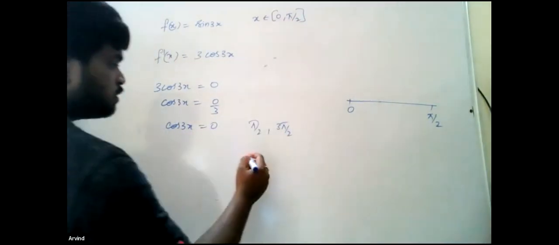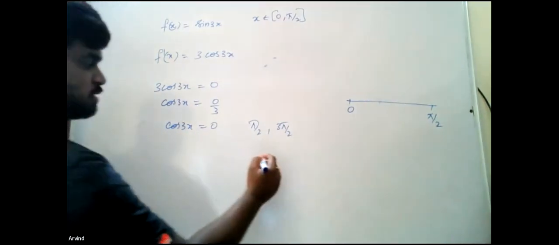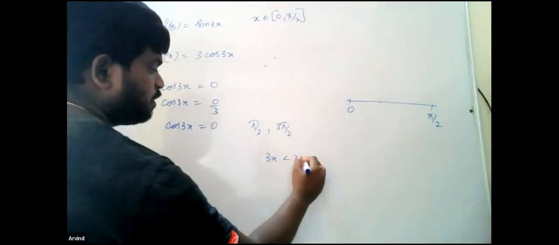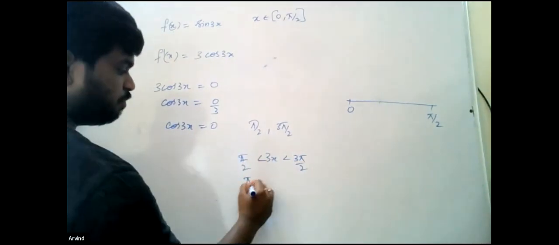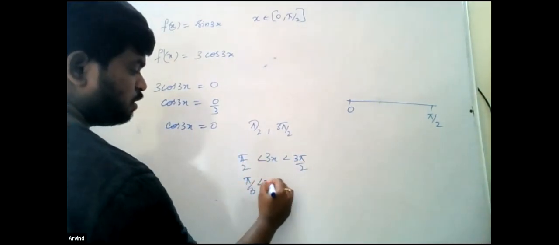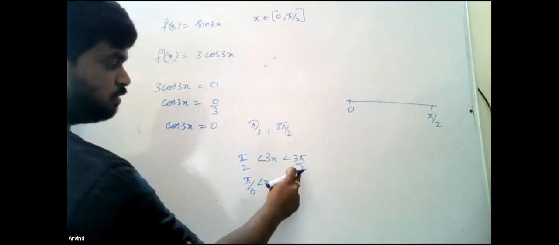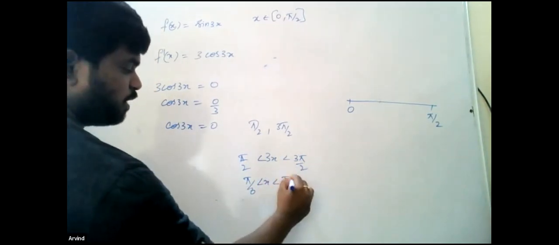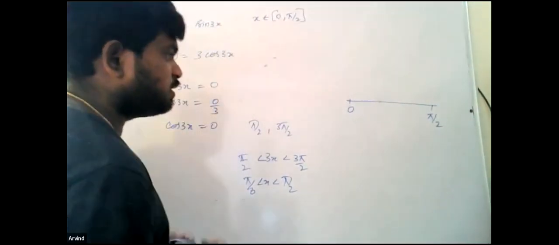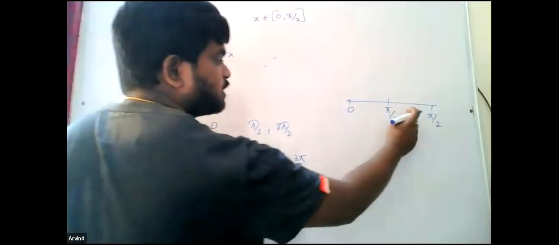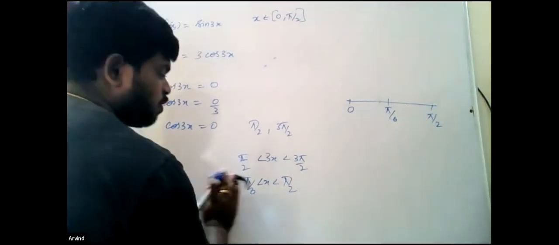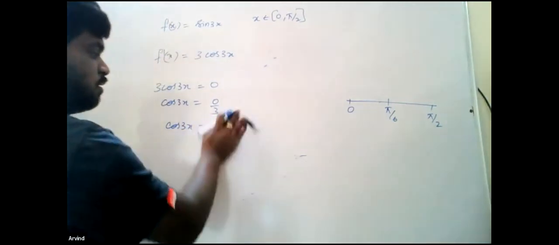Okay, so therefore 3x should be between 3 pi by 2 and pi by 2. Therefore x ಏನಾಗುತ್ತೆ? pi by 6 to, here if you get it 3 gets cancelled, pi by 2. Okay, so as you can see, you can divide it as 0 to pi by 6, pi by 6 to pi by 2. Okay, ಆ ತರ ಡಿವೈಡ್ ಮಾಡ್ಕೋಬಹುದು. That is what I've done.